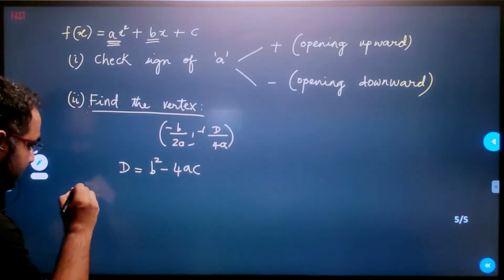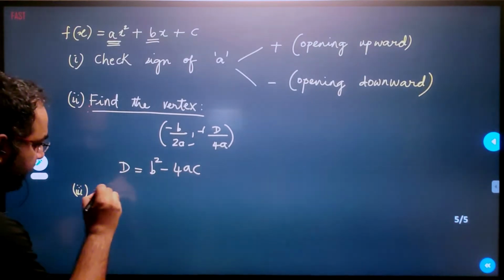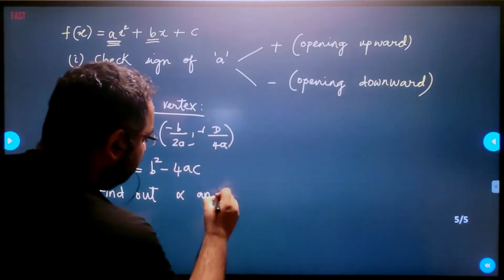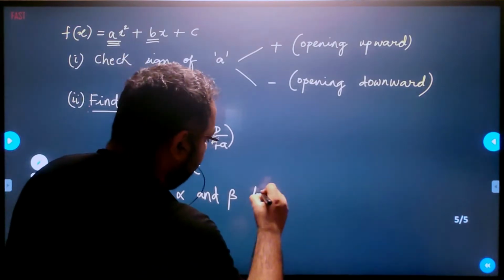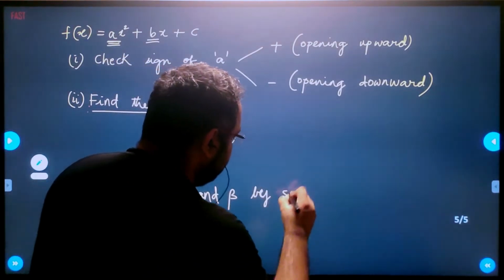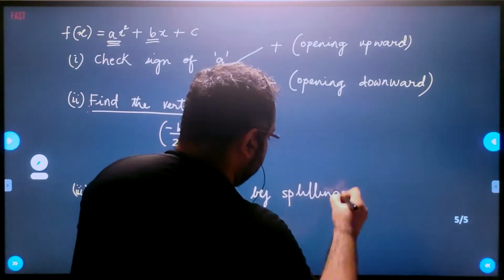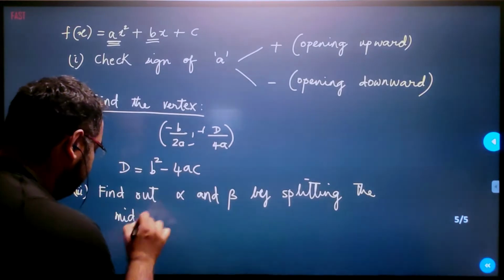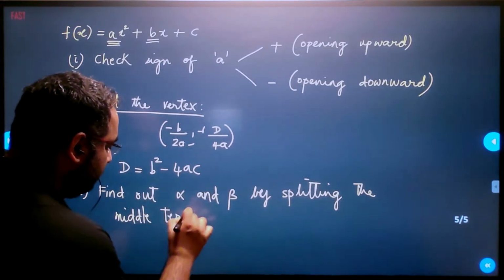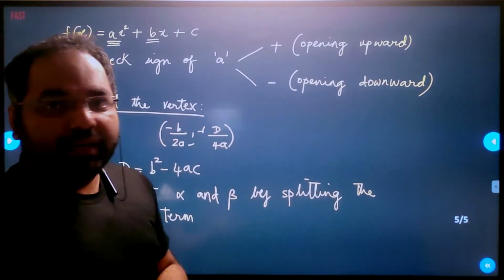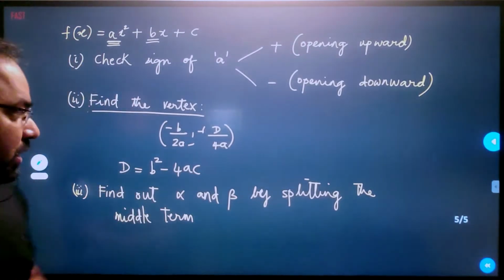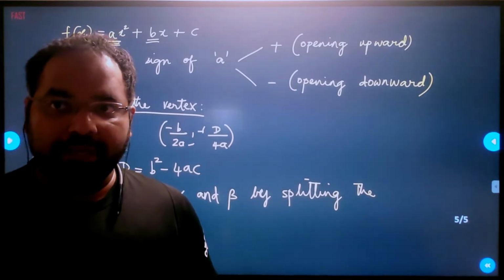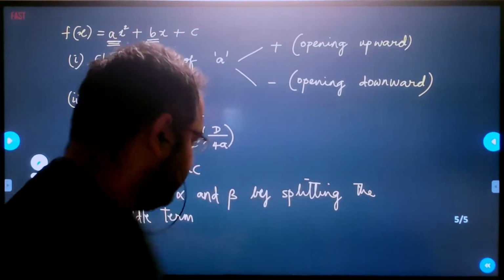And the third thing is, find out alpha and beta by splitting the middle term. And then find out where it has to come in the graph. Okay. So I will take one more example for you, and then I'm sure all of you will be able to pick it up. So let us take the next example.